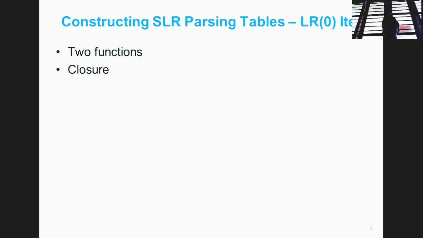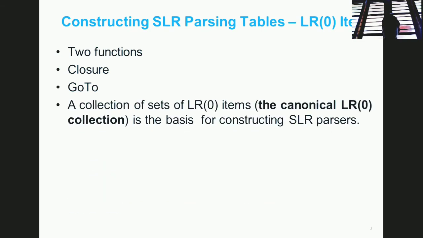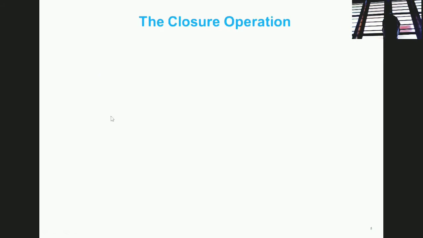So there are two functions to construct this parsing table. One is the closure, the other one is the goto. So we'll define what is closure and what is goto. The collection of sets of LR(0) items, also called the canonical collection of LR(0) items, is the basis for constructing the SLR parser. It means that in order to construct this SLR parsing table, it is required to find the LR(0) items, and this can be done with the help of the closure and goto functions.